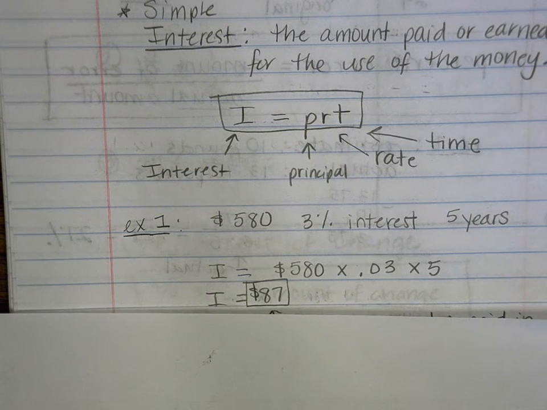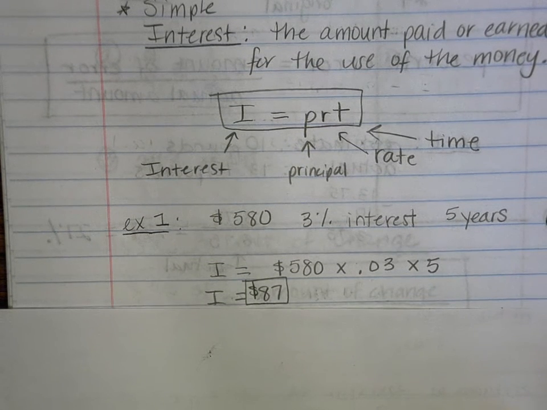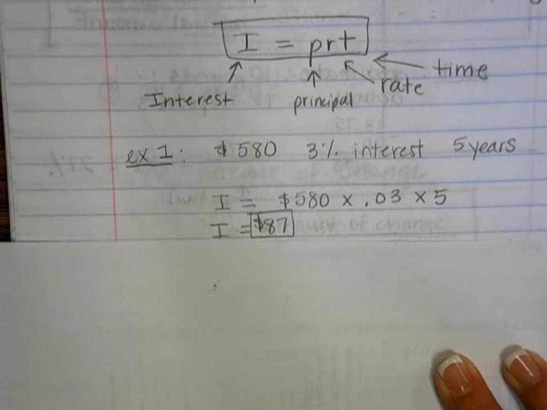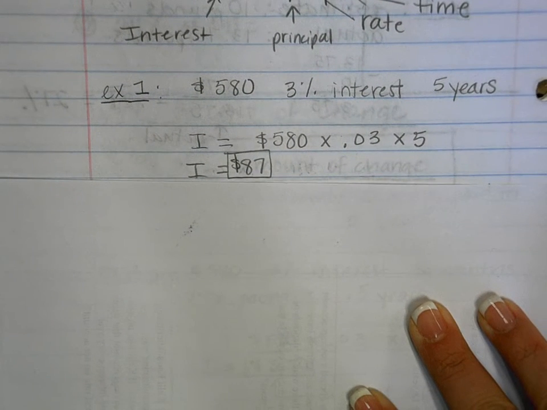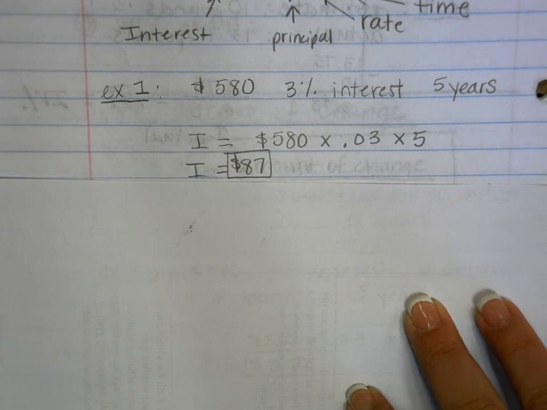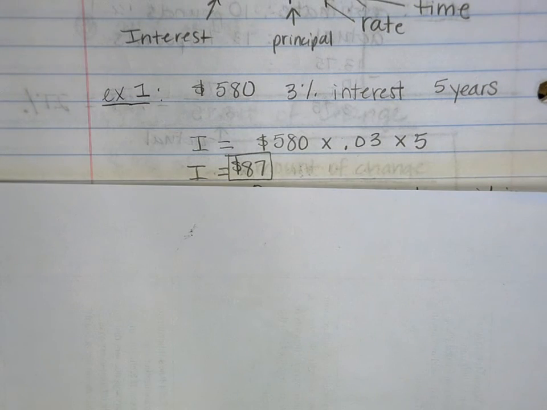Who thinks that's a lot of money? I think it's kind of a lot of money. All you had to do was put your $580 in there and leave it there, right? For 5 years. Probably forgot about it. Okay, so that's how much the bank would actually pay you. They would pay you $87 at the end of the 5 years.